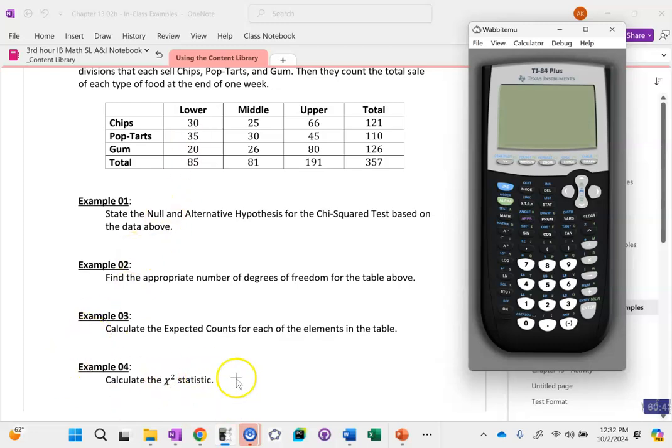Okay, and then the last piece is calculate the chi-squared statistic. Let's show you what your calculator can do. I'm going to start by opening up a matrix. I'm going to go to Edit, and in matrix 3, I'm going to make a 3 by 3 table because I have 3 row variables and 3 column variables, and type in the observed count table as shown without the totals.